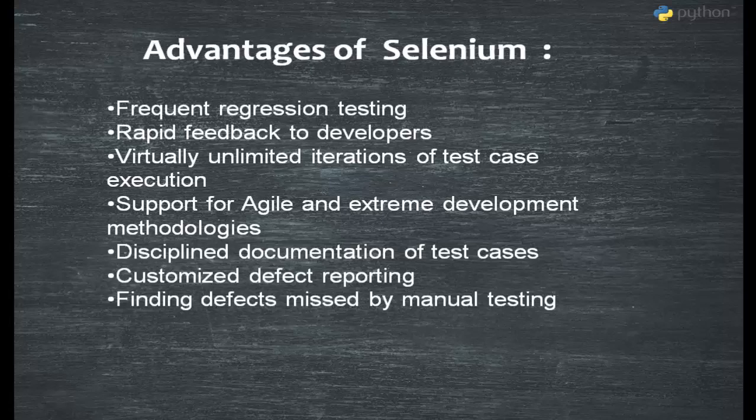Disciplined documentation of test cases. Here you can develop an HTML report and create disciplined documentation. Customized defect reporting. Here you can report defects and bugs and customize them. Finding defects or bugs missed by manual testing. Sometimes when you are doing manual testing, bugs can be missed. If you have a framework or an automation tool, you can find them easily. So these are the advantages of Selenium.